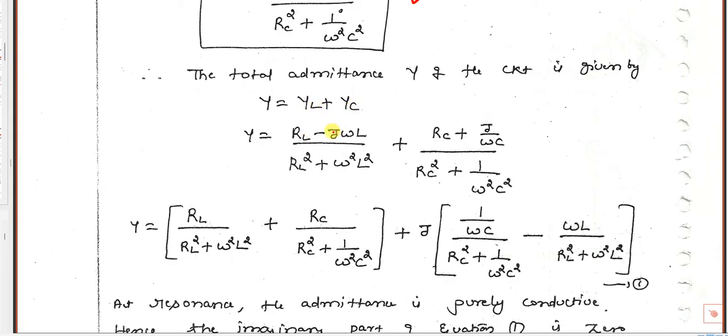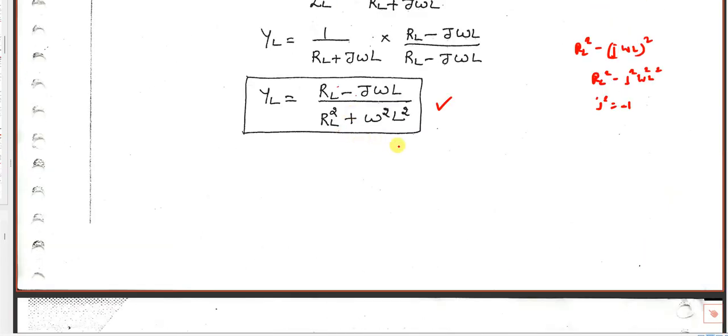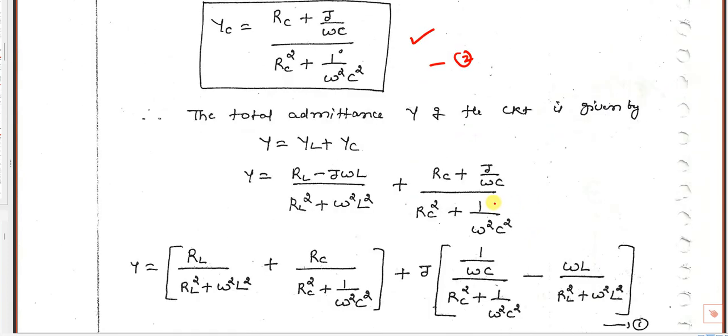In both cases we did rationalization. We got a real part and an imaginary part, even in the capacitance branch, real part and imaginary part. So you have to add both. This is from equation number 1, and this is from equation number 2. You can call this equation number 1 if you want. You have to add these two to get the total admittance of the circuit.